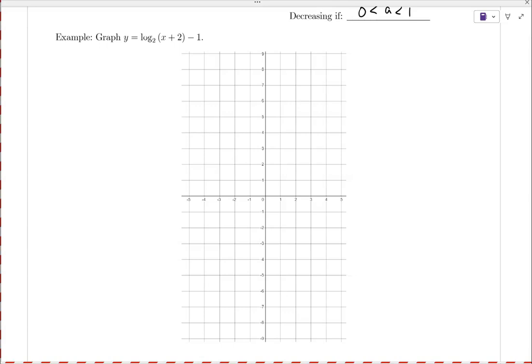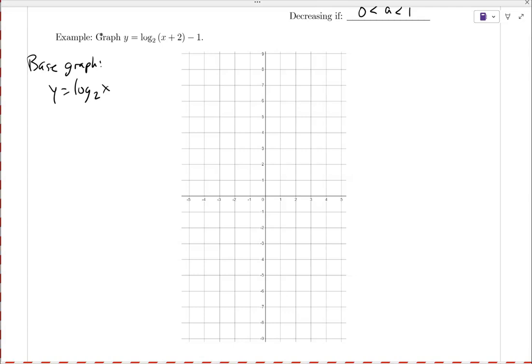So let's see if we can put some of this stuff in action for doing some transformations, just like we did with the, pardon me, the exponential functions. We've got log base 2 of x plus 2 minus 1. So what do you think you might use for your base graph here? Yeah, log base 2 of x, right? Our base graph here will be y equals log base 2 of x.